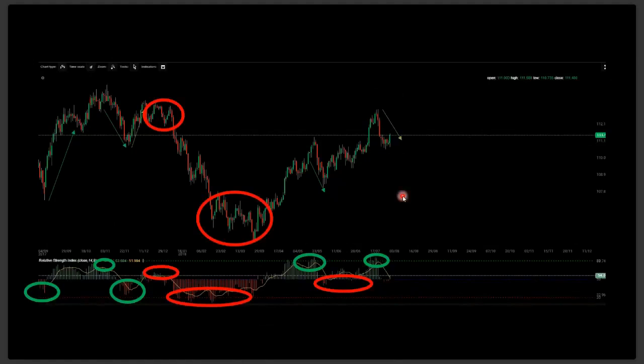And though you can see that sometimes it's giving you a clear indication, like all indicators, it's not taking into account any other external factors, things like that. So like I say, it's not always 100% accurate.